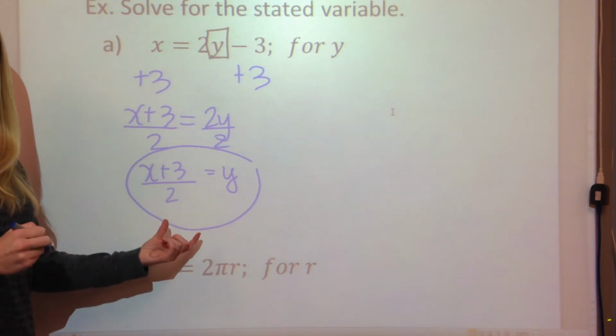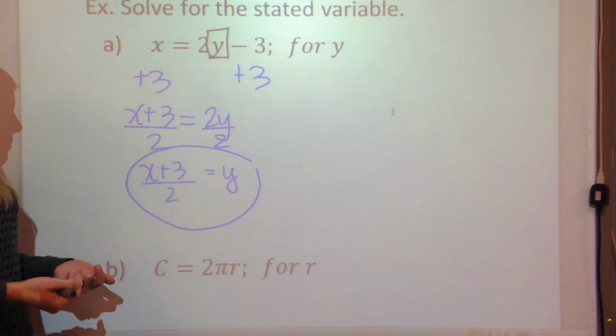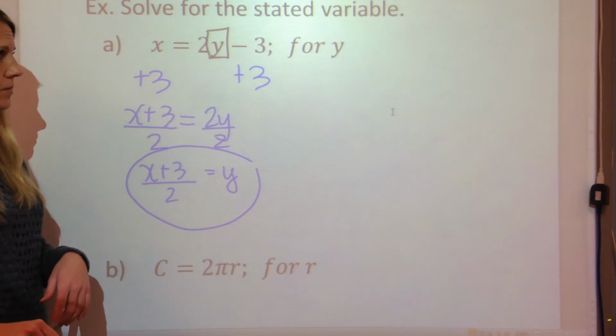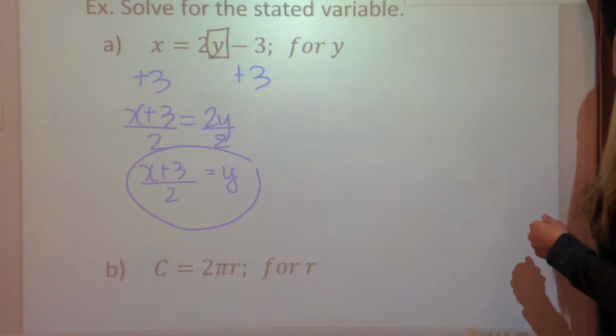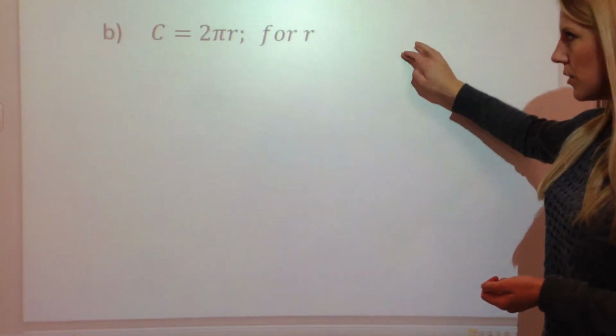So I'm not getting a value, I'm just rearranging it such that, okay, now let's say I wanted x to be my input, I can plug in a number for x and figure out what y is rather quickly. So that's how you do that one. So it's nothing new, it's just we're working with more variables now and not just numbers. We're not getting an actual number value.